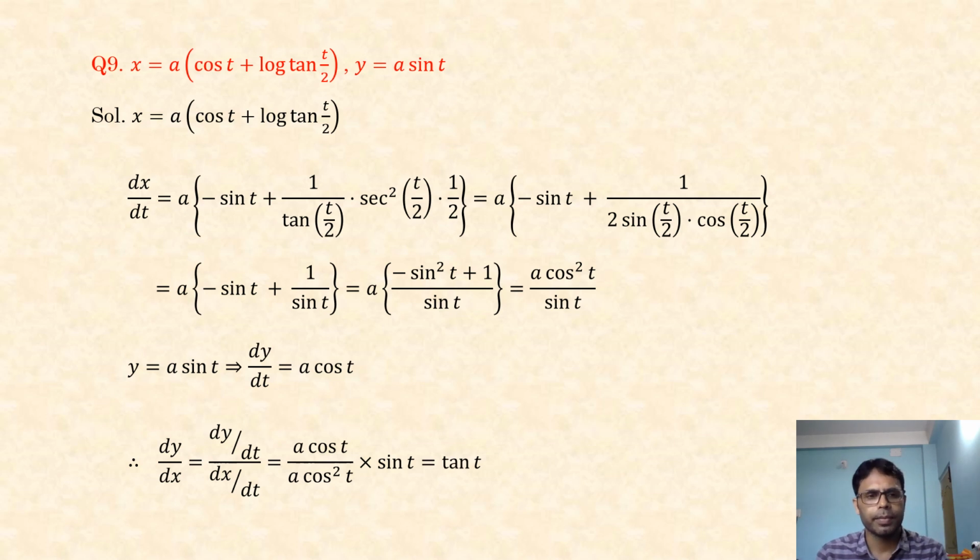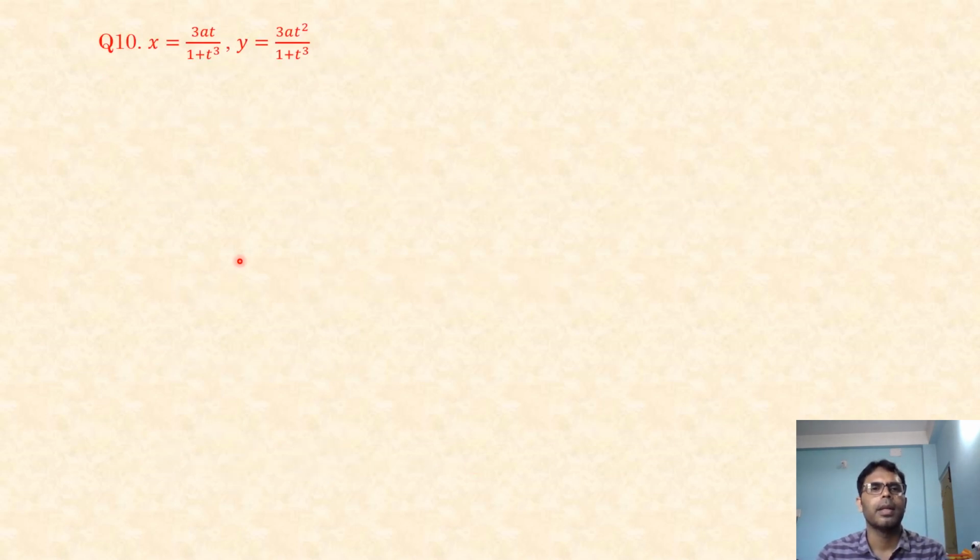Next question. x is equal to 3at divided by 1 plus t cube, y is equal to 3at square divided by 1 plus t cube. So for dx/dt and dy/dt, 3a is a constant number, just t by 1 plus t cube, this part is to be differentiated using the quotient rule, and here t square by 1 plus t cube also needs the derivative by the quotient rule.